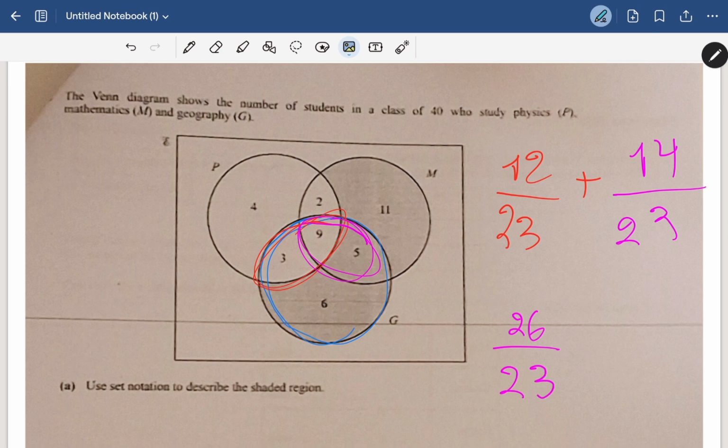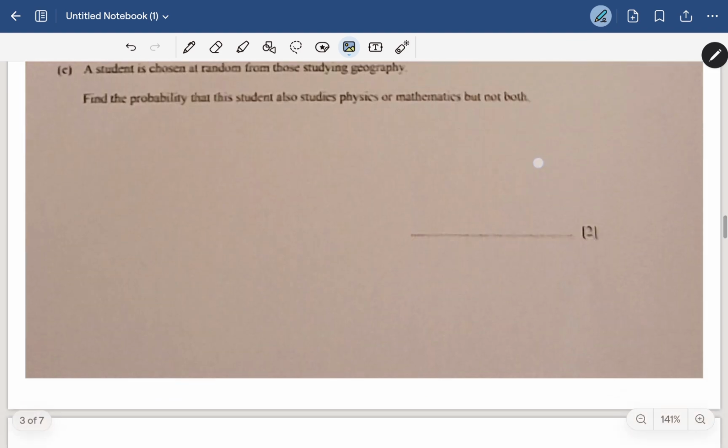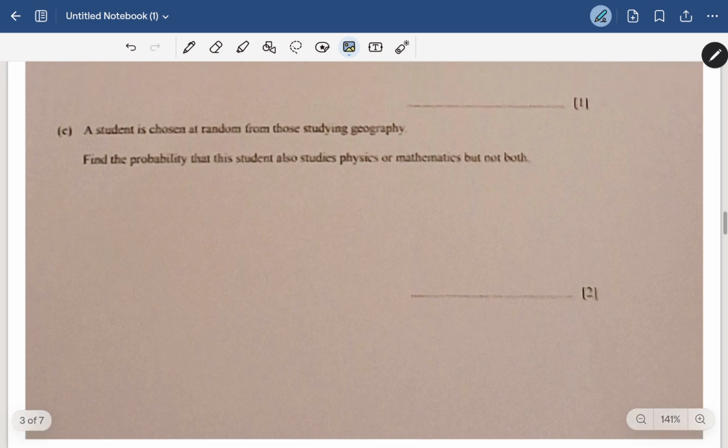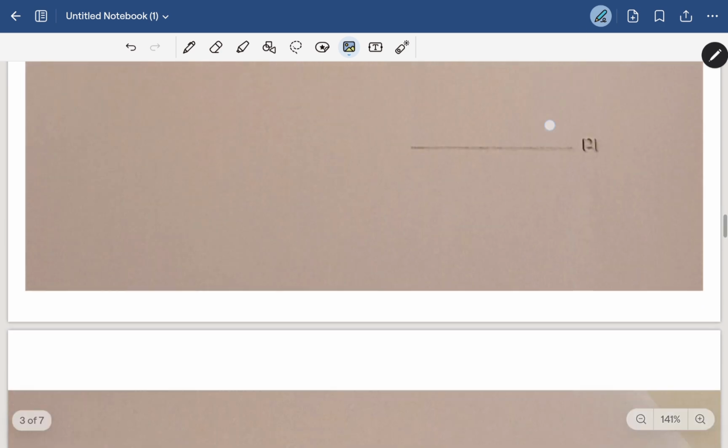We have the issue that there are some students that take both, they take all 3: physics, math, and geography, but they told us either physics or math, but not both of them. So we are going to subtract the probability of both, so 9 out of 23. 26 minus 9 out of 23, we will then get 17 over 23. In the exam, of course, show your work, okay?